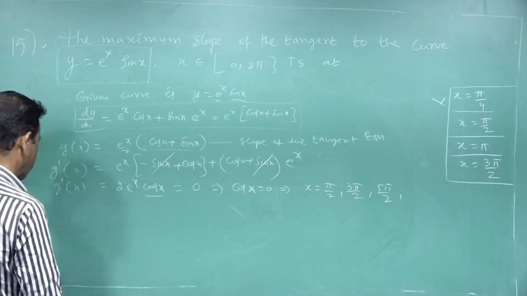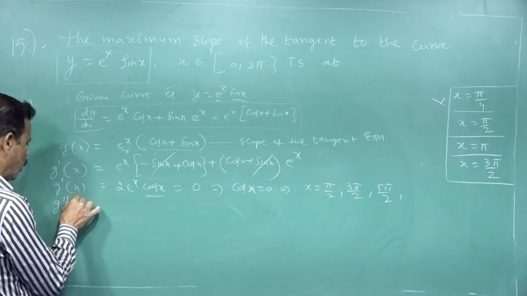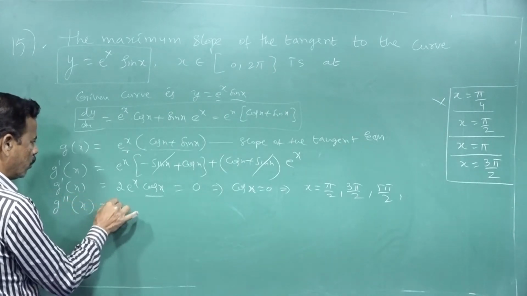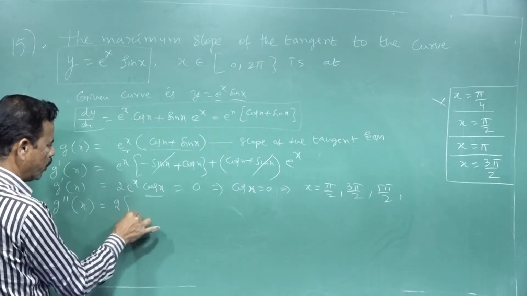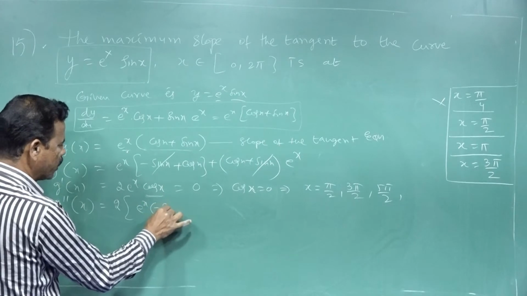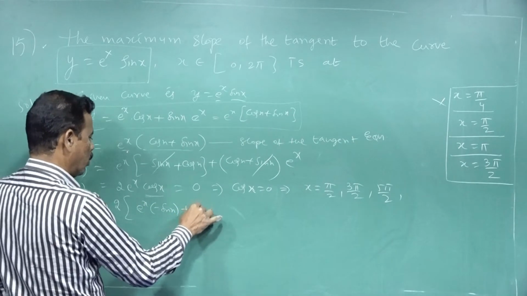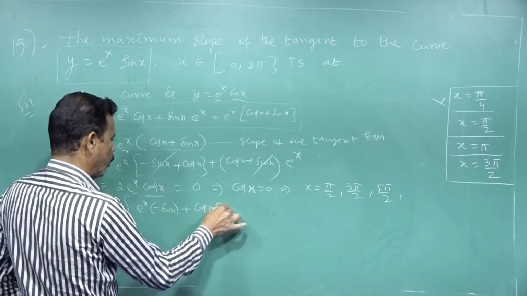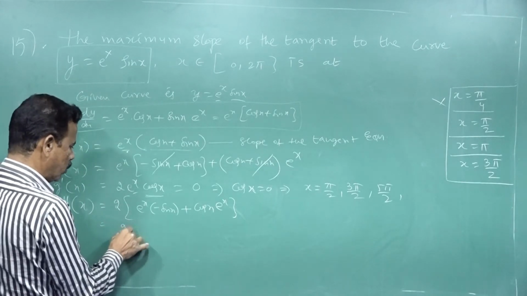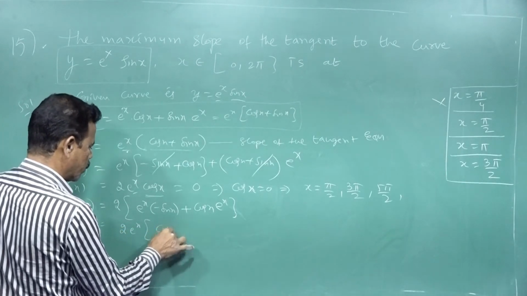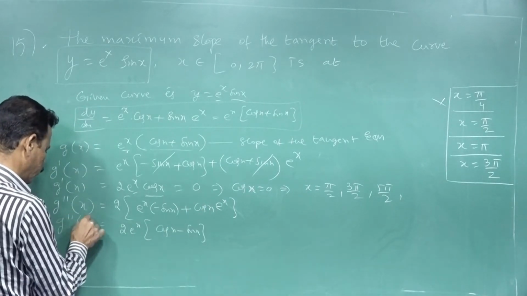Now the second derivative. For the maximum and minimum, the second derivative is compulsory. So differentiate 2 e power of x cos x: 2 constant, e power of x times the derivative of cos x, minus sin x, plus cos x as it is times the derivative of e power of x, which is e power of x. Again taking e power of x common, 2 e power of x into cos x minus sin x. This is the double derivative.